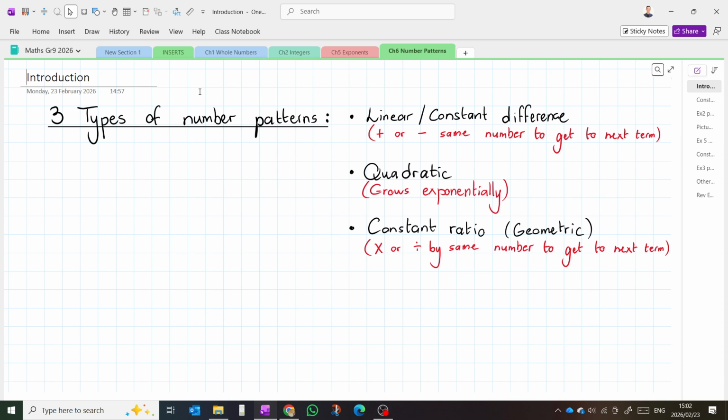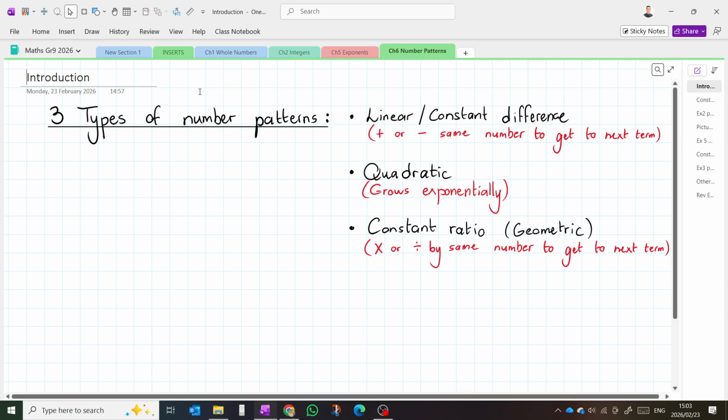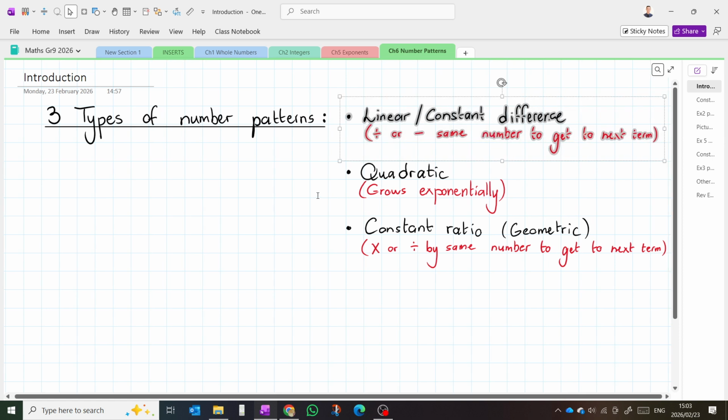And then we have the constant ratio number patterns. They are often referred to as geometric series or sequence. And that is when you multiply or divide by a number to get to the next term. So the main ones I want you to focus on are the linear and the constant ratio ones. So linear, add or subtract a number to get to the next term. And constant ratio would be multiply or divide. So in this lesson, we're only going to look at the constant difference, the linear number patterns.